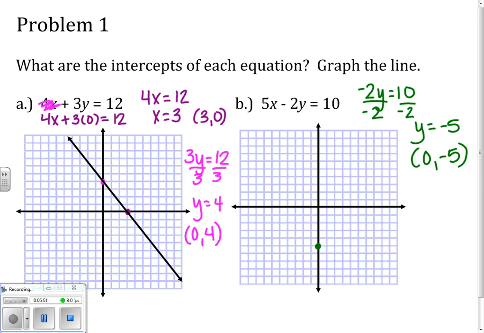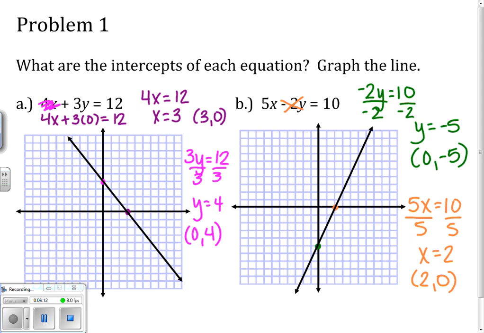And I'm going to repeat that process for the other term. If I let the y term be 0 and I cross that out, I'm left with 5x equals 10. And dividing both sides by 5 gives me x equals 2. As an ordered pair, it would be 2, 0. 2, 0 right there. Once you have both intercepts on there, just connect them with a line.